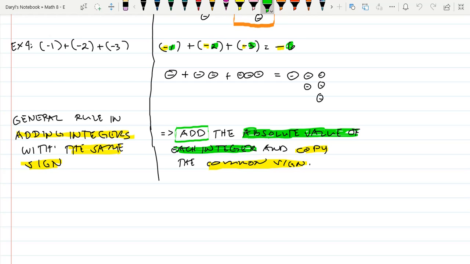This is the continuation of addition of integers. This time, we'll be talking about how we add integers with different signs.